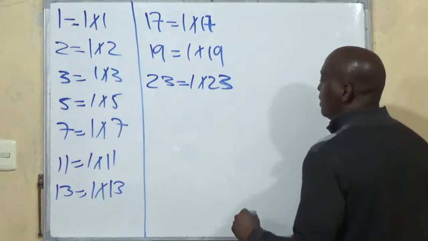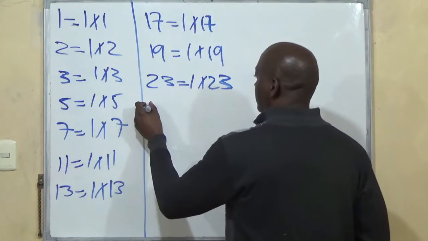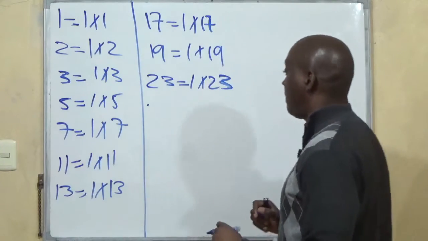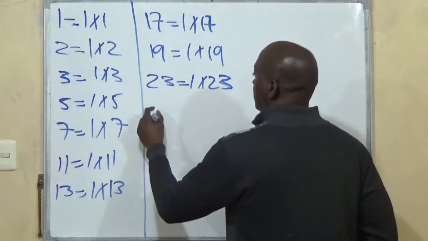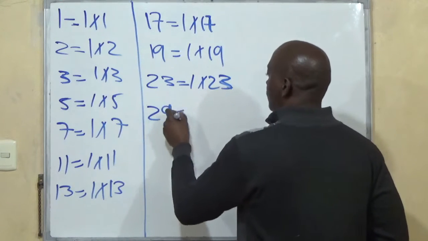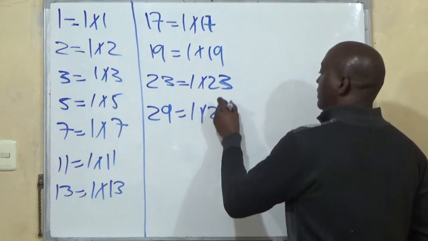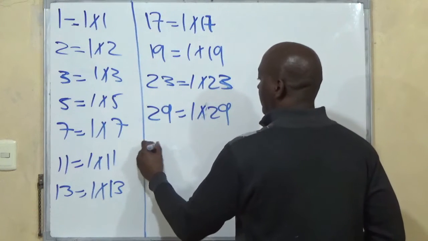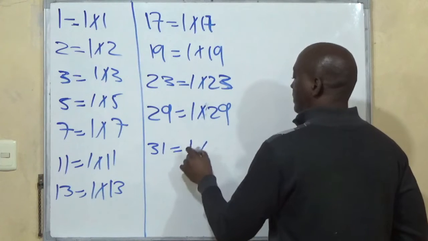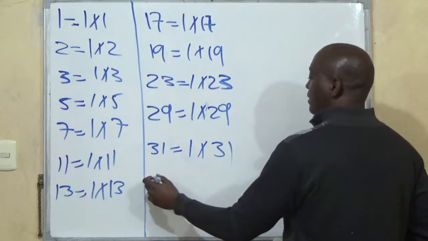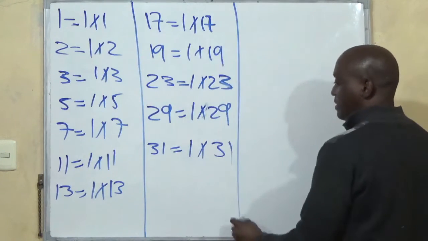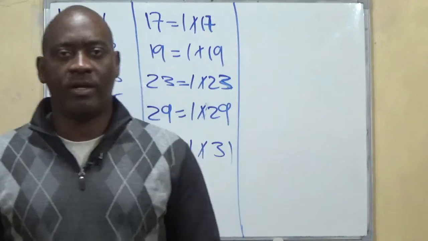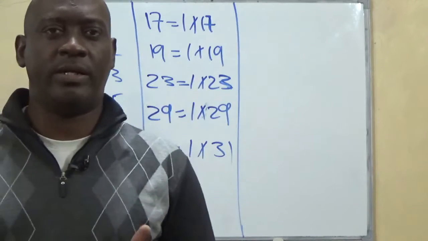26, no. 27, no. 27 is 9 by 3, 3 by 9, so 27 is not a prime. 29, yes. 29 is 1 by 29. Right? And then 31 is 1 by 31. So we had stopped at 31 in the previous video and we will stop here. But as you can see, we could go on and on and on.